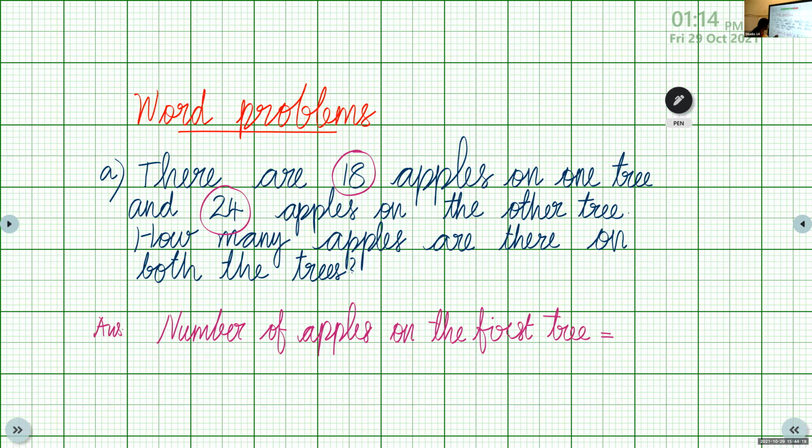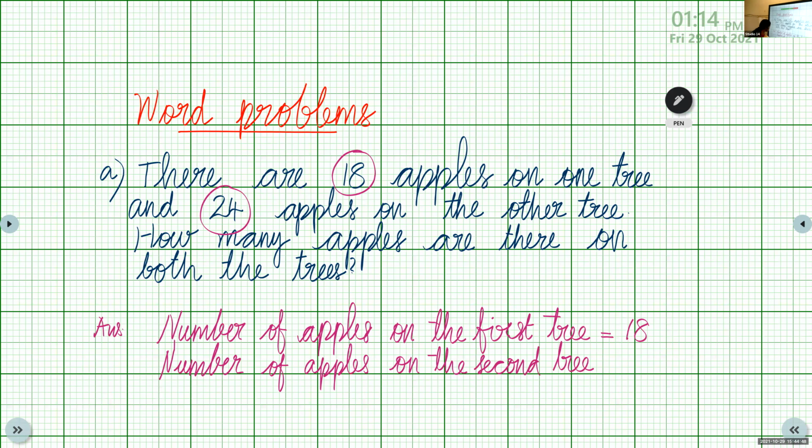Now, next step. The same sentence. Number of apples on the second. Asariya, how many apples are there on the second tree? 24. 24. Now the next, how many apples are there on both the trees?